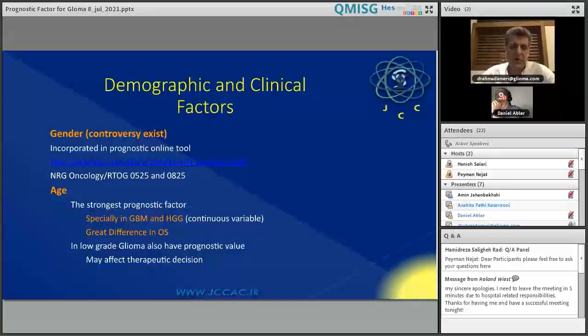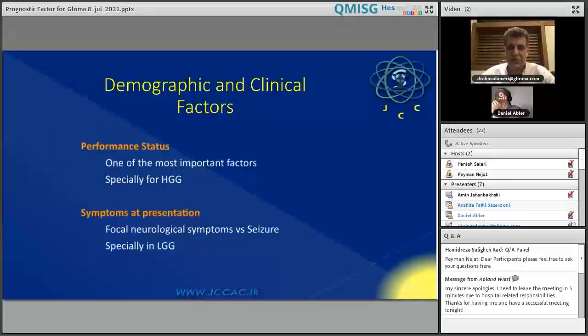In low-grade glioma, age also has a prognostic value to define our treatments. Is there any intervention indicated or not? It depends on the patient's age, and it affects the decision about his or her treatment.